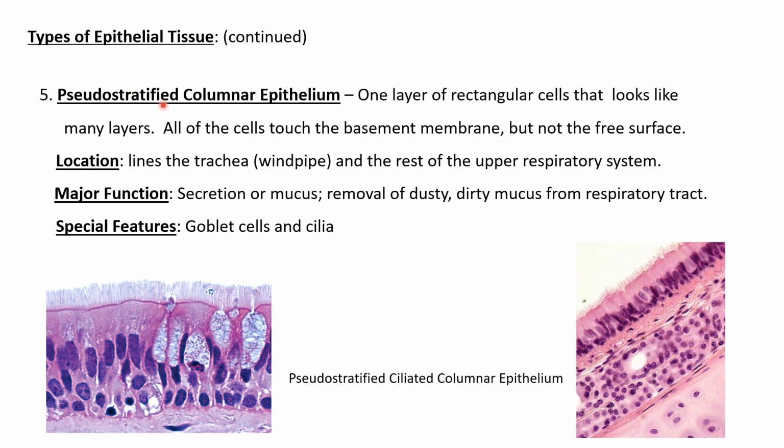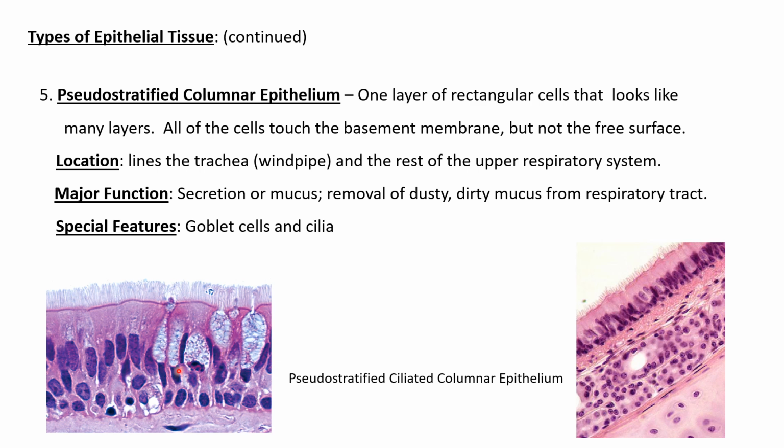But here with pseudostratified columnar epithelium, all of the cells will touch the basement membrane, but they all don't reach the free surface. So that means it makes their nuclei be at all different levels, and it makes it look like many layers, but it's really just one. This type of tissue lines the trachea or windpipe, and then it lines the rest of your upper respiratory system. The major function is secretion of mucus.